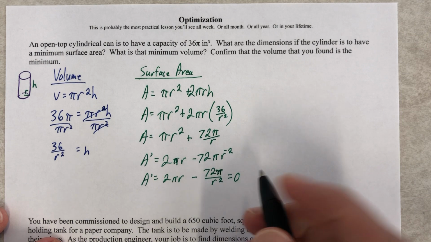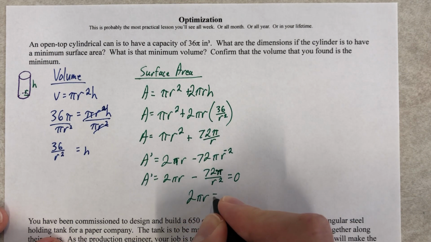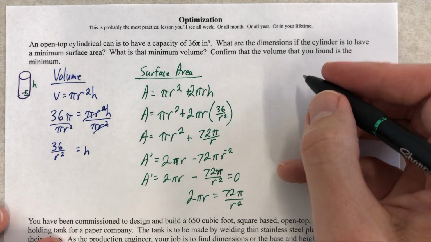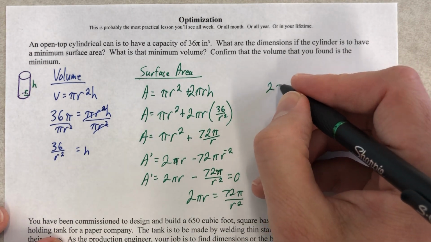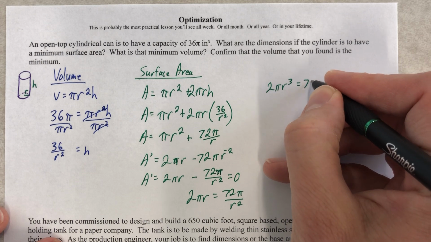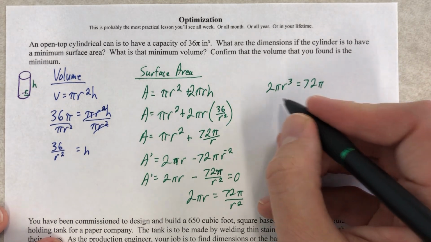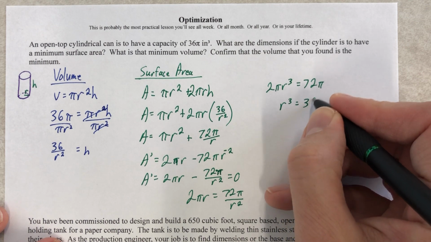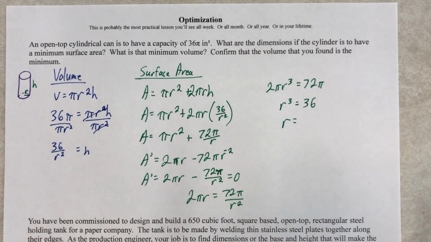Let's keep going. Let's move this term to the other side. So 2 pi r equals 72 pi over r squared. We'll cross multiply, bring my work up here. That's going to give me 2 pi r cubed equals 72 pi. Divide by 2 and divide by pi. r cubed equals 36. We need the cube root of 36.